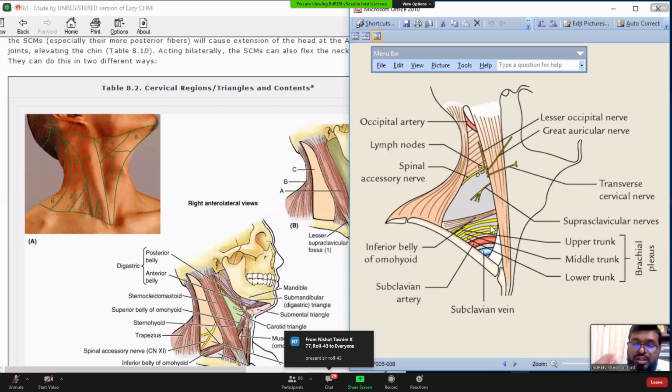But you'll never touch the trunk. If you touch the trunk, you'll have at least some features, the paralysis or something, or paresthesia. That means there's loss of sensation or loss of muscle power. So you can never touch the trunk. You can never touch the subclavian artery or the vein here, right?